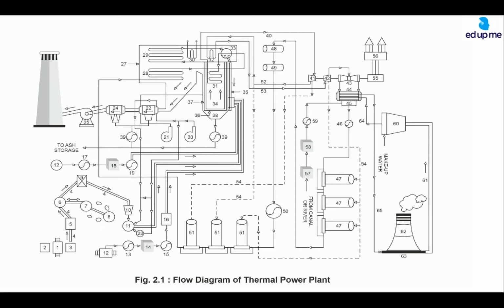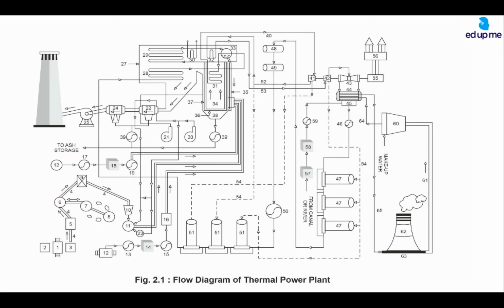So the FD-ID combination will create proper draft because the natural draft because of height is not enough. Therefore, the forced draft is created by the FD-ID combination. Number 25 is the ID fan, and then it goes to the chimney. The chimney is around a 325 meter high structure, and that is used for natural draft. So the flue gases are finally let out at the top. So flue gases have started from the furnace and they have gone out of the chimney at the end. So that is the flue gas cycle.